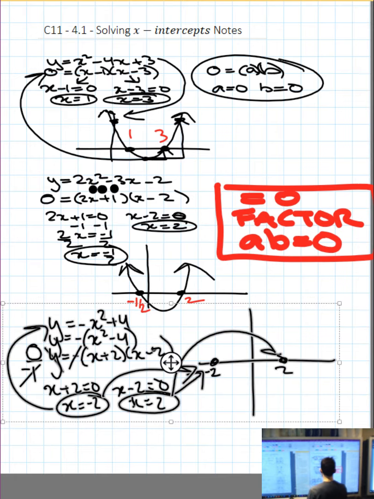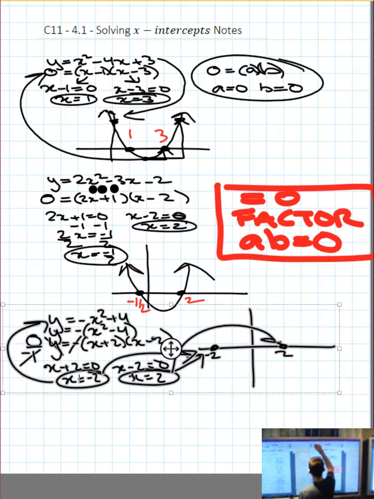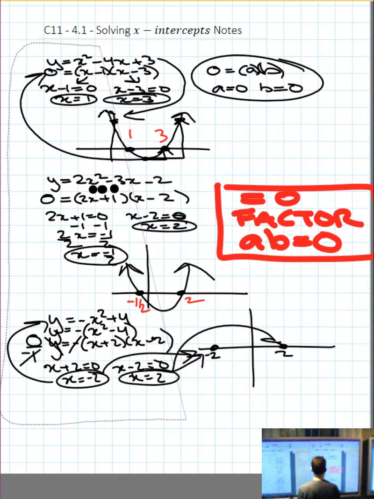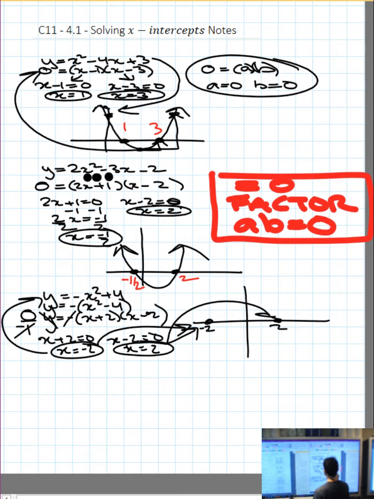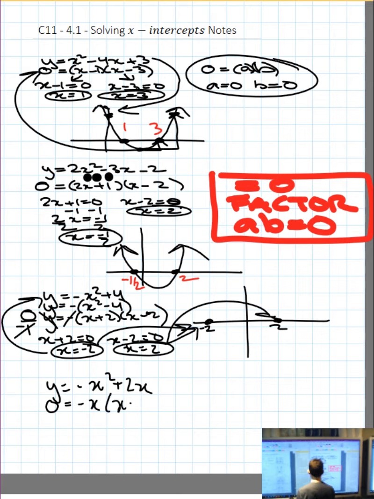So I'm going to shrink this one up, and then it looks like I have to shrink the whole thing up a tad. And let's do one more at the bottom. y equals negative x squared plus 2x. So put 0 in for y, looking for x-intercepts. Factor out a negative x. We're left with x minus 2. Now, set your factors equal to 0.